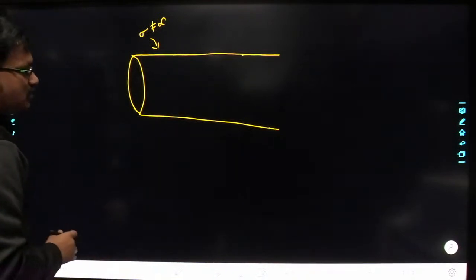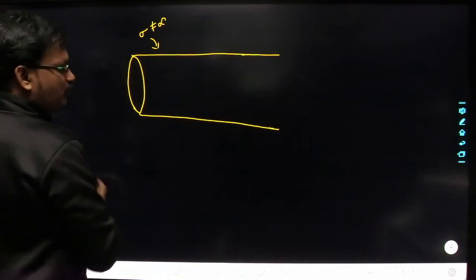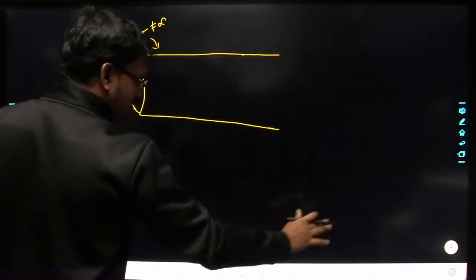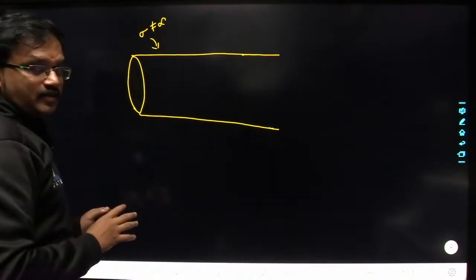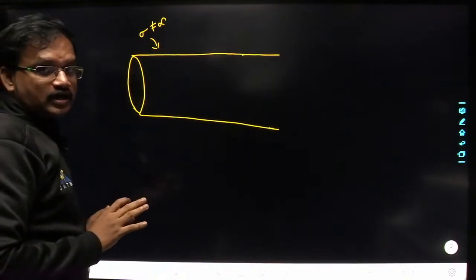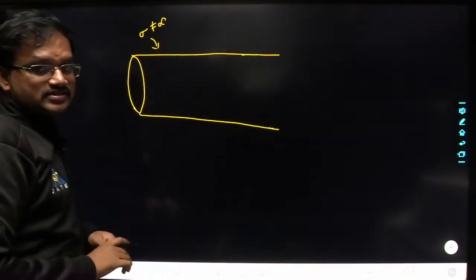Okay. So now see here. Now assume I have applied some potential difference across this conductor. Whenever I apply some potential difference across this conductor, then what will happen here? Then the current is going to flow, or the charge carriers are going to flow throughout this conducting material.